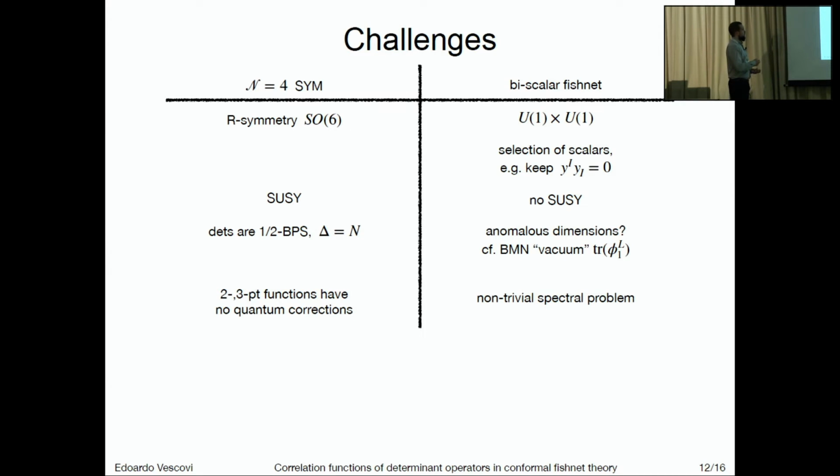The second drawback is the loss of supersymmetry. This creates many extra challenges because determinants are no longer protected. On general grounds, you can think that they may acquire anomalous dimensions. This is in total analogy to the BMN vacuum, which is no longer a vacuum state. It has anomalous dimension in the Fishnet. And about their correlators, while 2 and 3-point functions of BPS operators we know very well, they're protected, now already the problem of 2-point functions potentially can become extremely cumbersome.